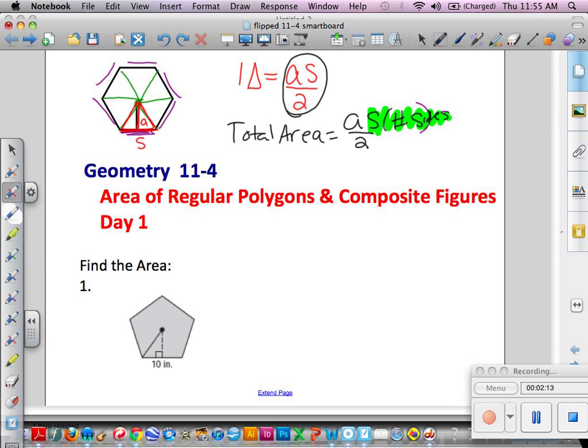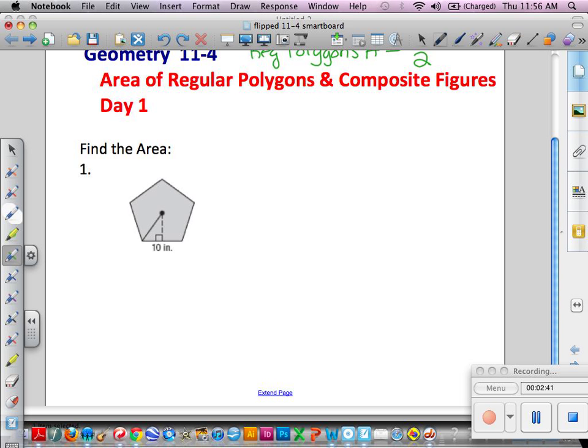So what I'm trying to do is I'm coming up with a formula here, people. So regular polygons' area is really the apothem times the perimeter of the polygon divided by 2. So let's take a look at example number 1. All right, I'm going to use the formula that I just came up with. Area equals apothem times perimeter divided by 2.